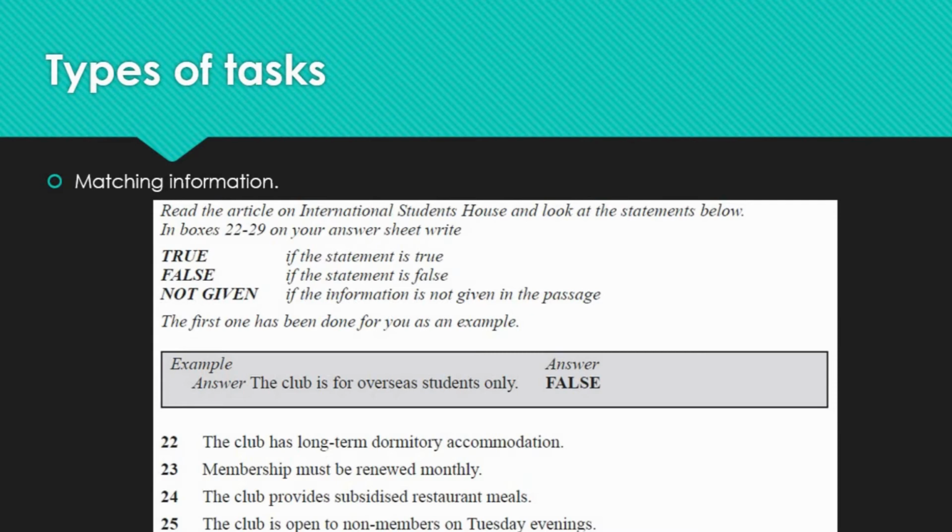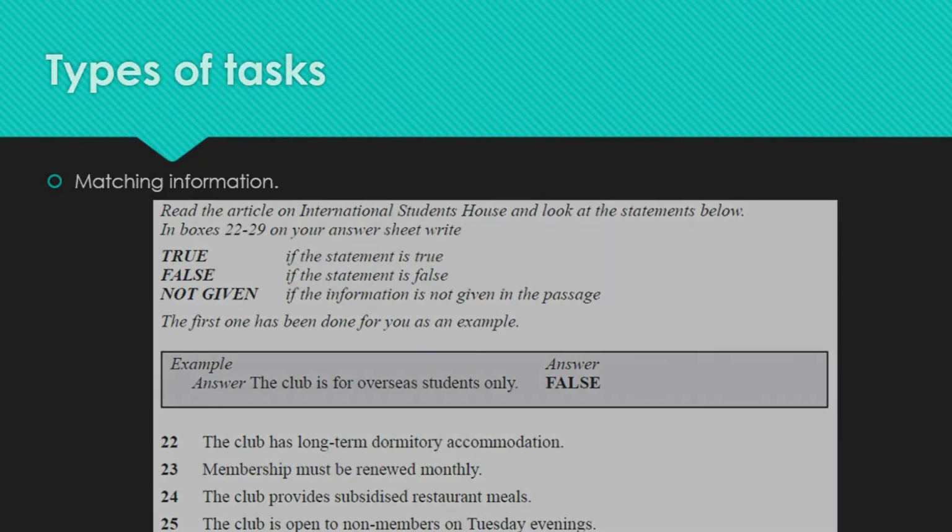In yes, no and not given, you try to match a summary. On the other hand, in true, false and not given, you try to match information. This type of question is easy as compared to yes, no and not given because you just need to seek information from the passage which is directly available. The way to answer such questions is also similar. If the information is available, then the answer is true. If not, then false. And if no information is available, then the answer is not given. You can pause the video to look at the sample. As of now, we will proceed to see the next of the questions asked in the reading exam.